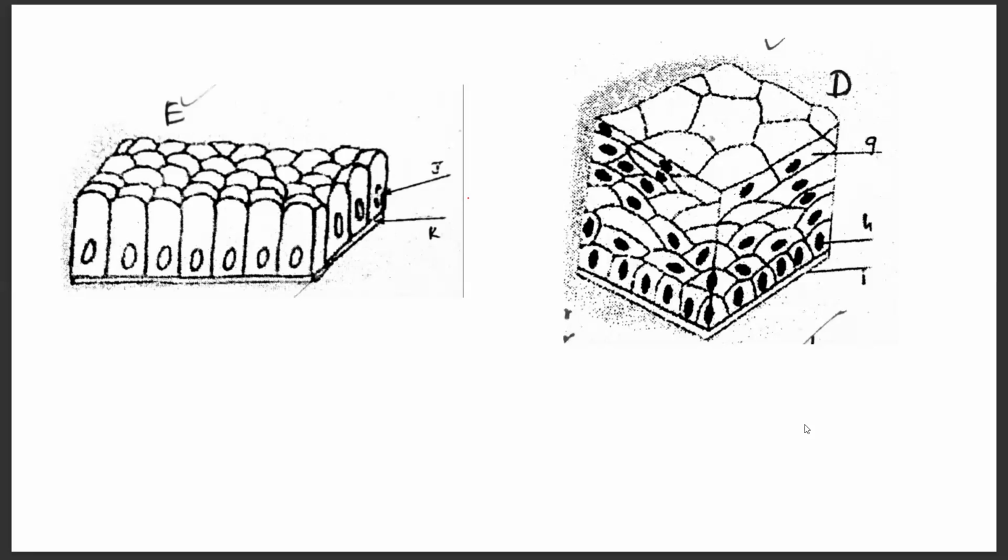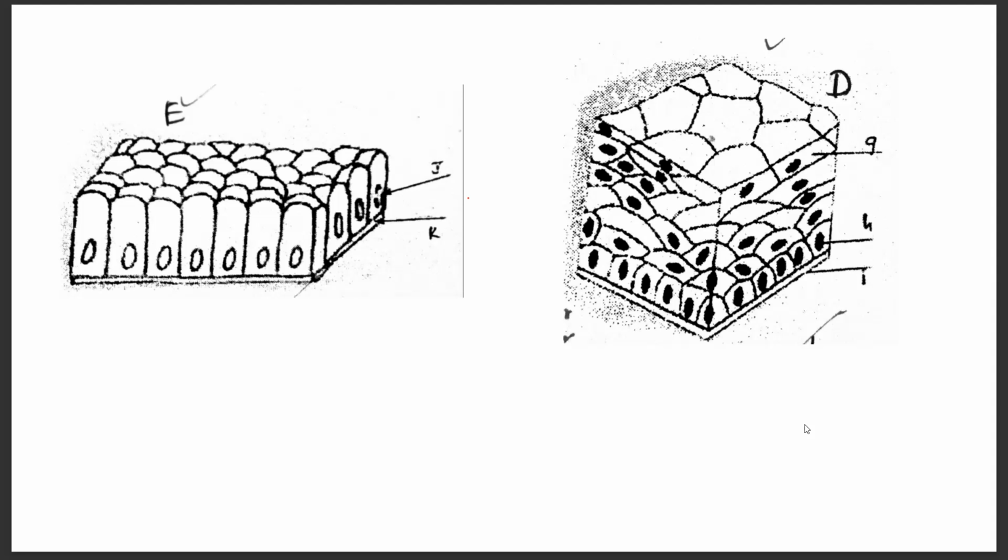Next one, stratified squamous epithelium. Here, G is the old epithelial cells because it is in the upper layer, right? Closer to the apical surface. And I is the basement membrane, H is the new cells, or you can take it as the nucleus.